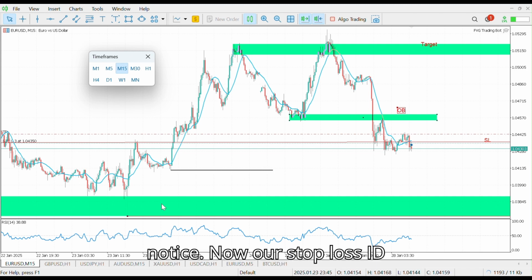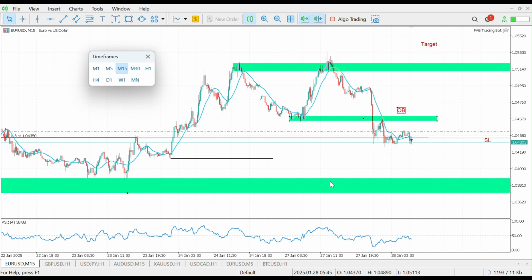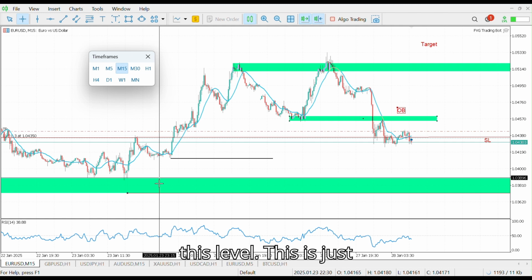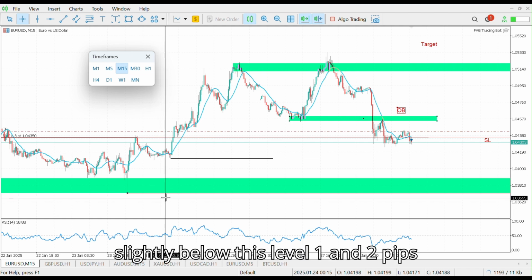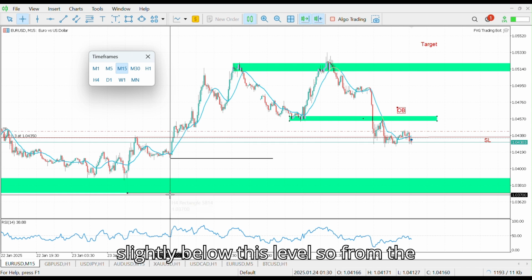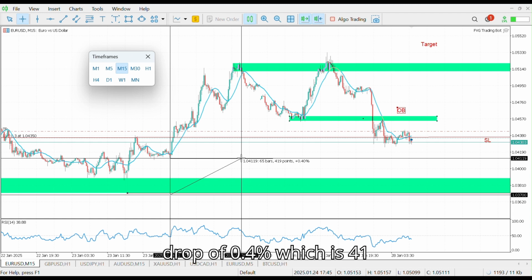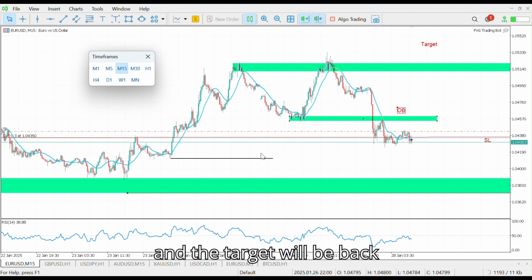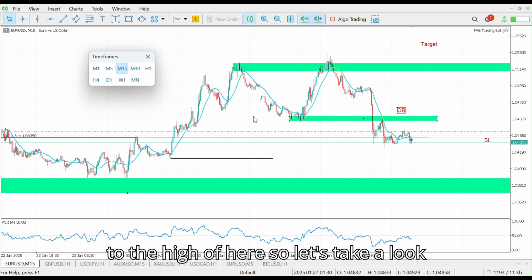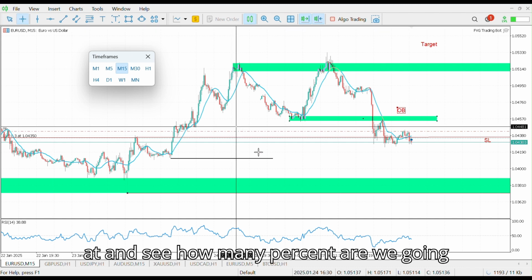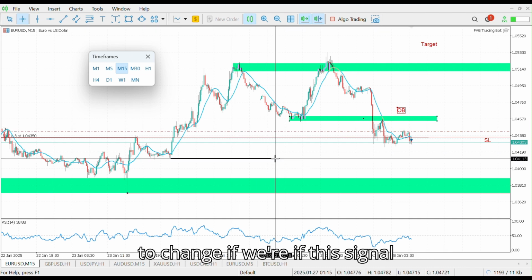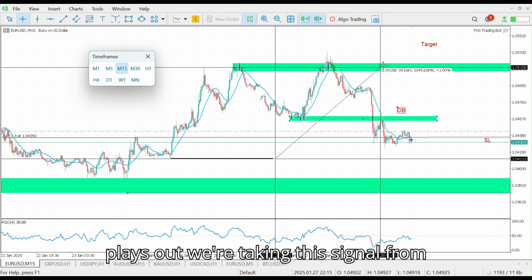Now, our ideal stop loss will be at this level, just slightly below this level. So from the point of entry, let's assume we have a drop of 0.4%, which is 41 pips stop loss. And the target will be back to the high here. So let's take a look and see how many percent we are going to gain if the signal plays out and we're taking the signal from this point.